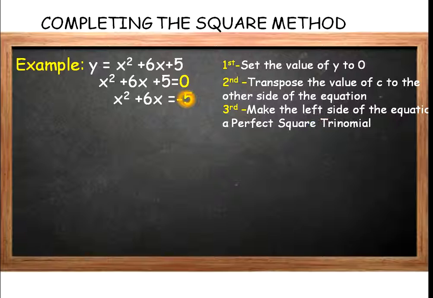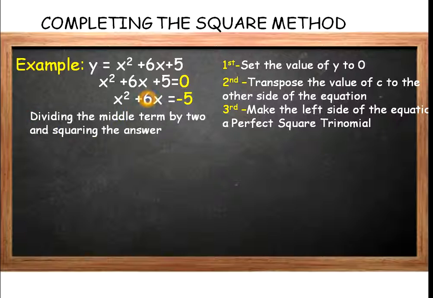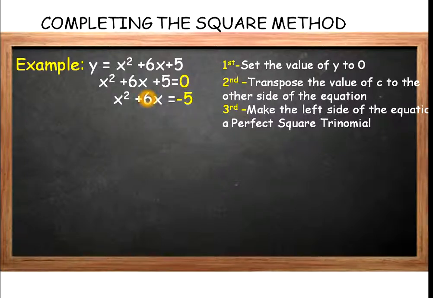Third, we have to make the left side of the equation a perfect square trinomial. We have to divide 6 by 2 and square the answer. 6 divided by 2 is 3, and 3 squared will give us 9. Thus, we have to add 9 on the left side of the equation. That will be x squared plus 6x plus 9 is equal to negative 5.